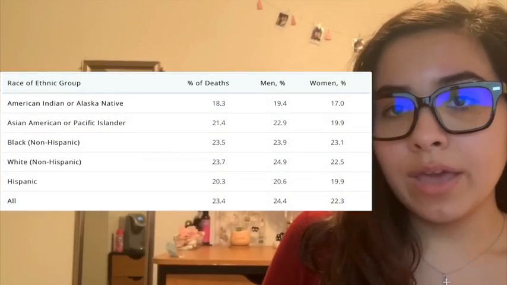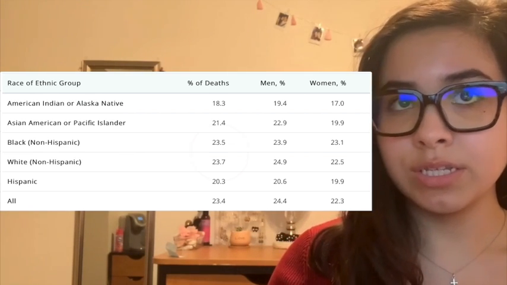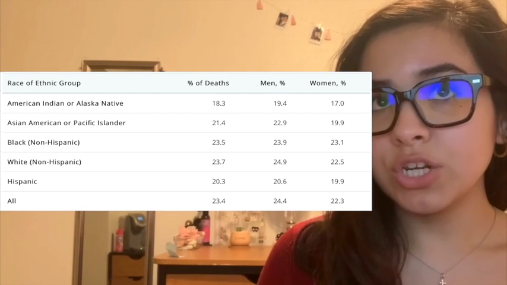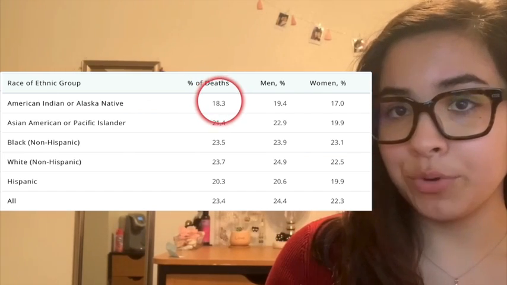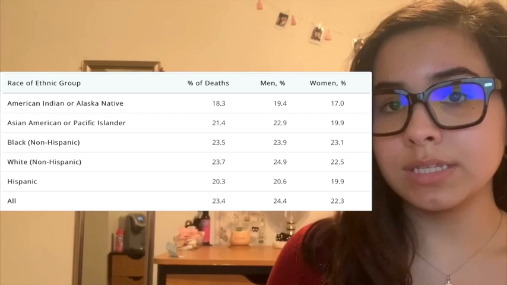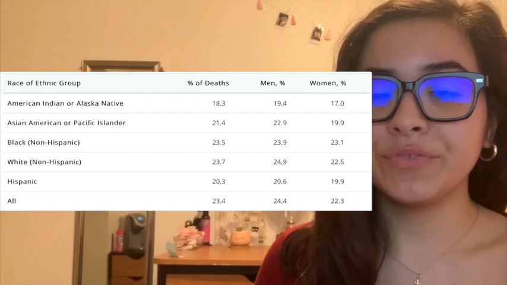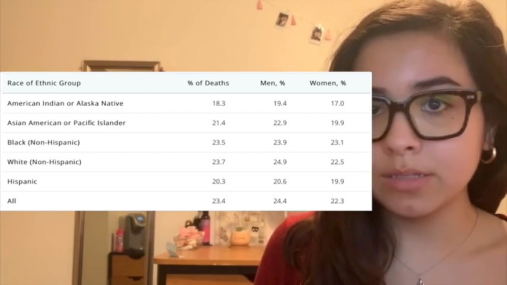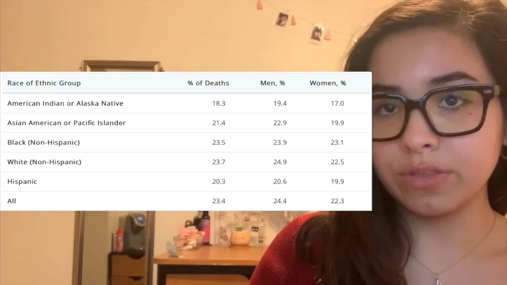According to the table shown here, the ethnic group with the highest percentage of deaths caused per year by coronary heart disease was whites, with a percentage of 23.7. The ethnic group with the lowest percentage was American Indians or Alaska Natives at 18.3. With all of these statistics, it's very important to take into account the population and the culture. In different cultures, there are different diets that may be more carb-based, more protein-based, or more plant-based. All of these diets can have to do with coronary heart disease within each ethnic group.